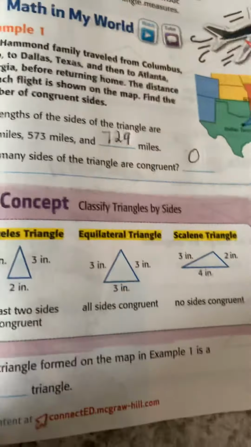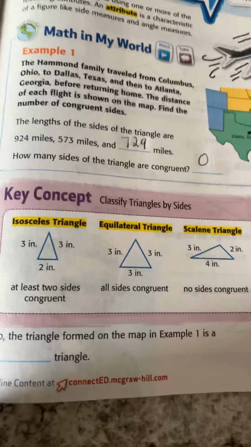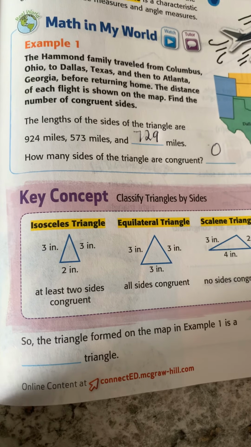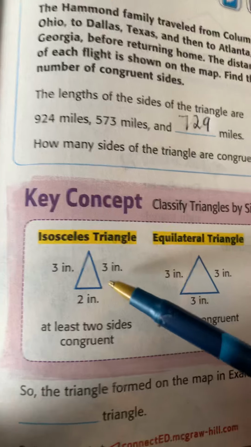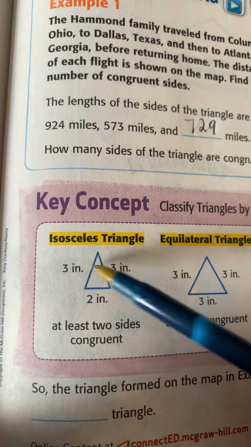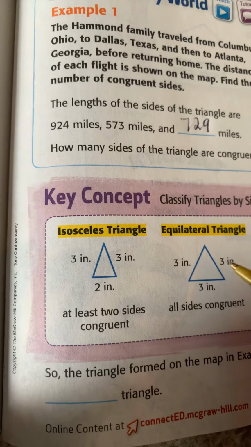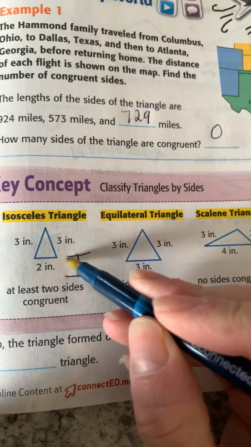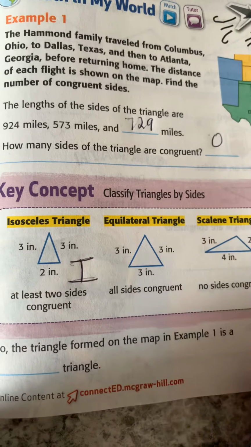At the bottom, we have the 3 types of triangles that we talk about when we classify them by their sides. The first one is isosceles triangle. If you look at the measurements on an isosceles triangle, 2 of the sides are the same. I remember this because the letter capital I has 2 sides that are the same.